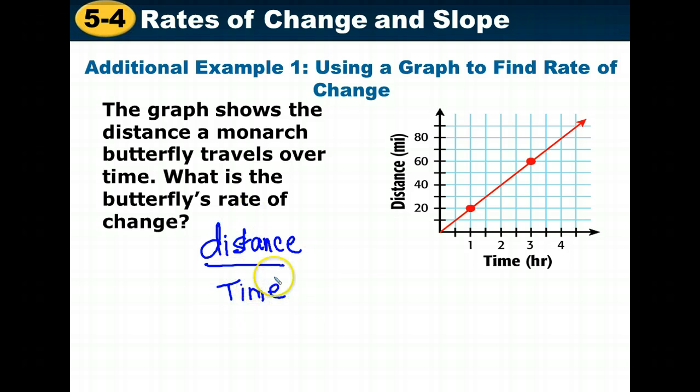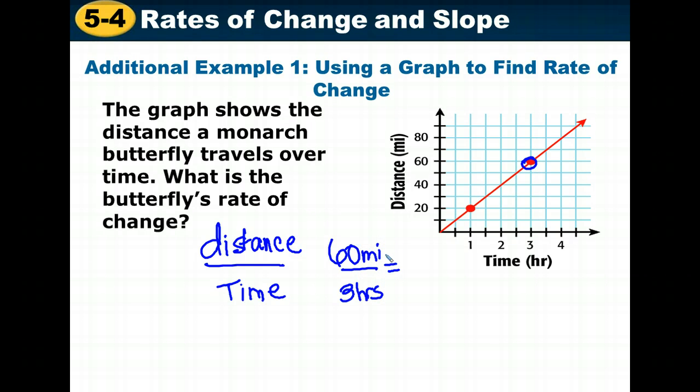Now I'm going to pretend that I didn't know that the butterfly is traveling 20 miles for every hour. I'm going to use this point to find the rate. So again, to find the rate, it's always distance over time. So the distance here is 60 miles over 3 hours. So here we need to find the unit rate. It's almost like the unit rate that you guys learned in sixth grade. But now you can really see that's really the slope, like how things are changing.